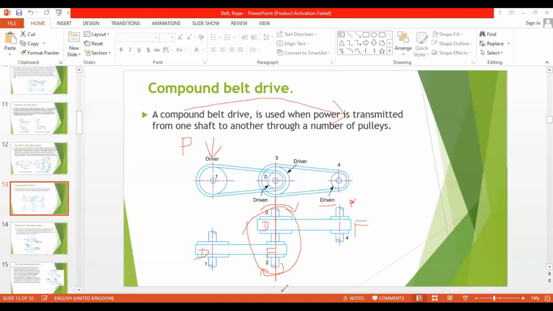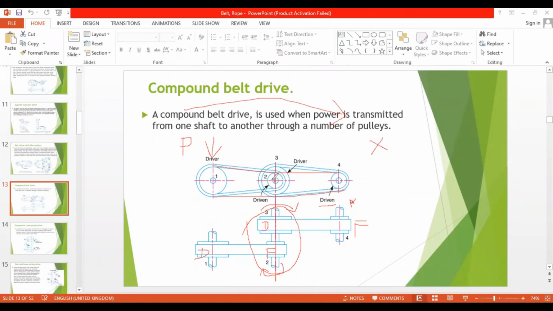If we don't have this compound belt drive, this compound pulley here, what will happen? The power which is generated here would need to be directly transmitted to this position, right? We know that if it is a large distance apart, that's not desirable.